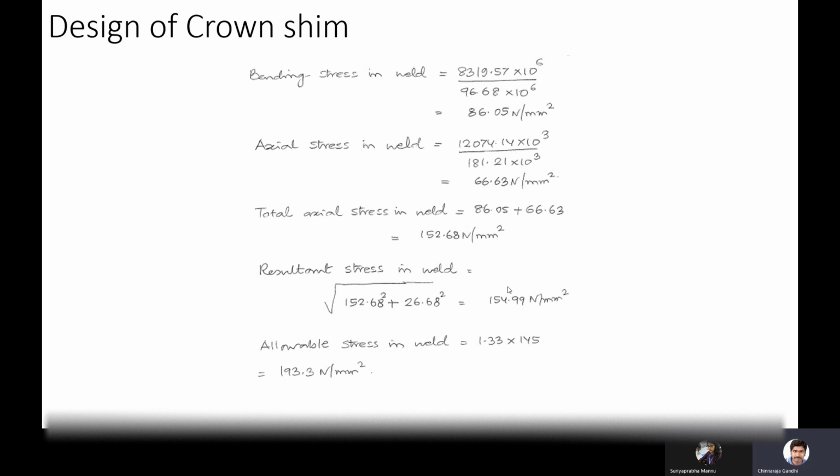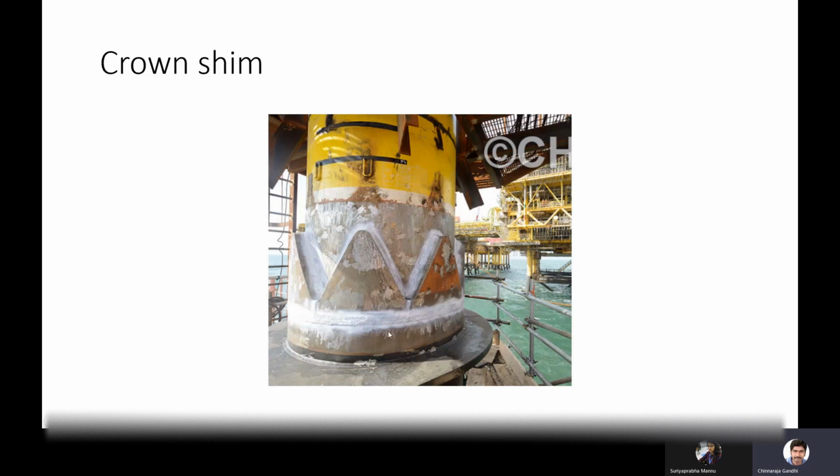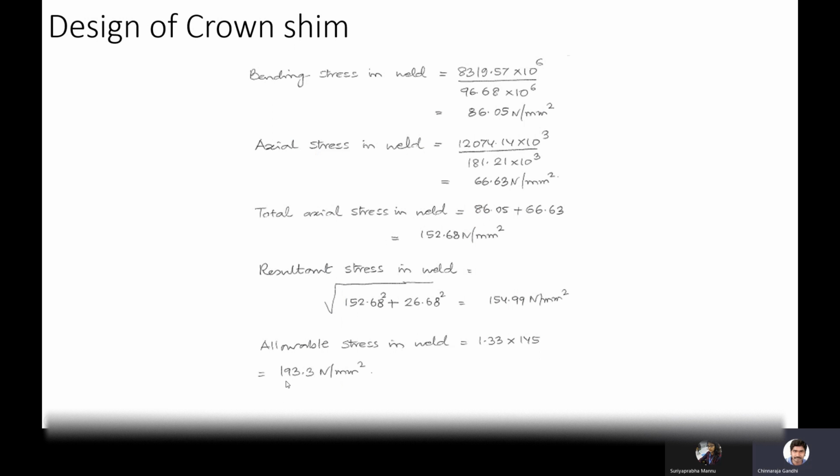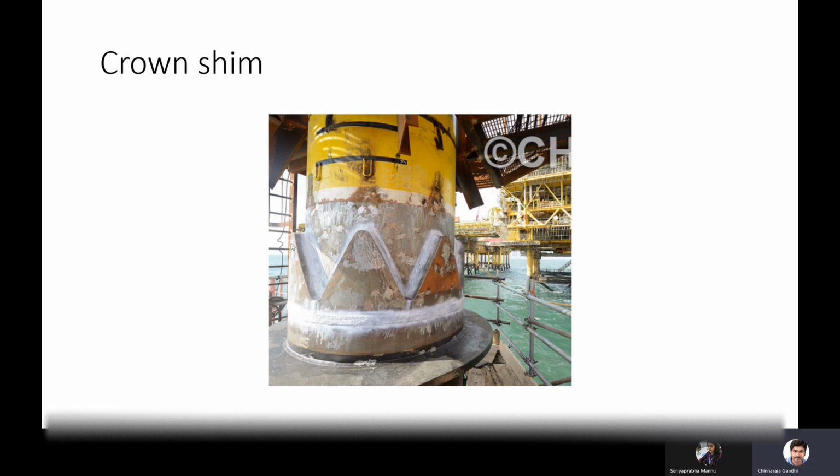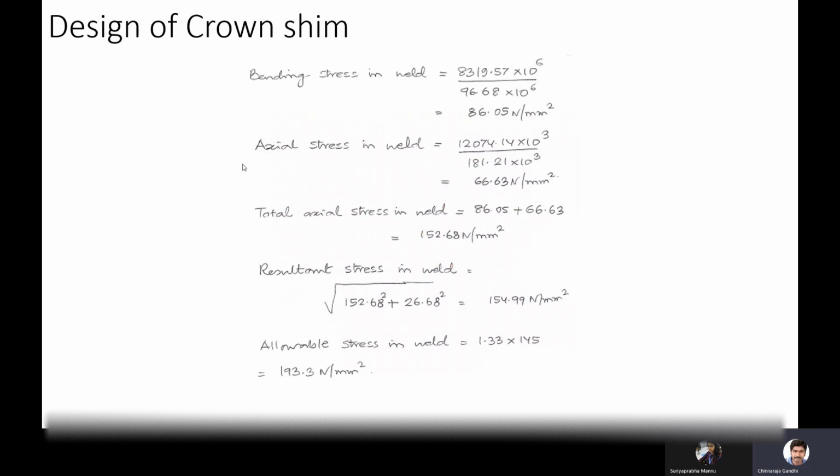For that, how do we increase the weld size? If you see in the next slide, the bottom of the weld is only the circumferential weld. Instead of going for only circumferential weld here, they will provide this kind of profile over here. Now your weld length will almost double. See, it's coming like this, going like this. So all the weld length is increased. That weld length you have to take, and then calculate the stresses again. Definitely this will be solved, so that the design of the weld is sufficient for the crown shim.